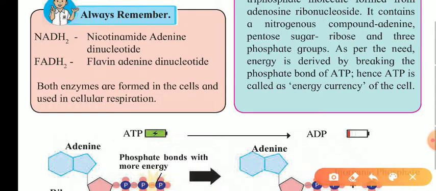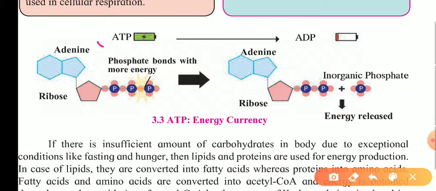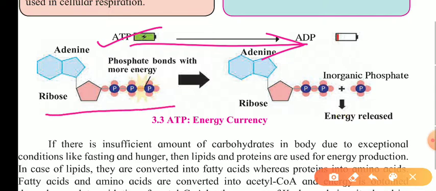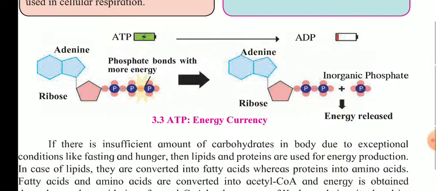Now here they have given the long forms of NADH2 and FADH2, so from here also you can note it down. Here is the picture they have given of ATP. ATP is converted into ADP, adenine ribose with the phosphate bonds, and it gets converted into ribose, and along with that the inorganic phosphate, and the energy is released in this process, and that's why it's called the energy currency of the body.